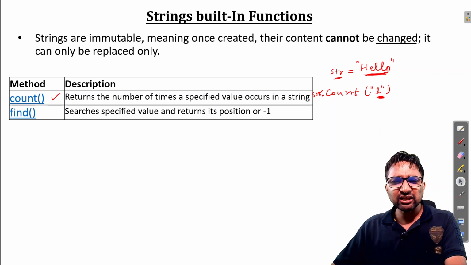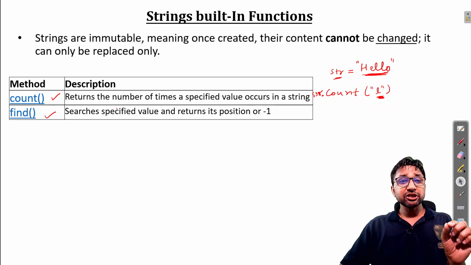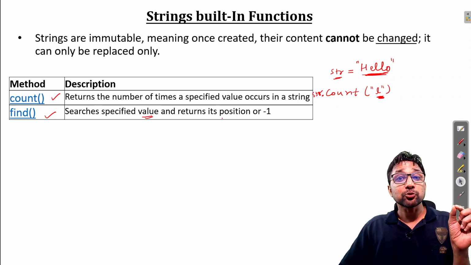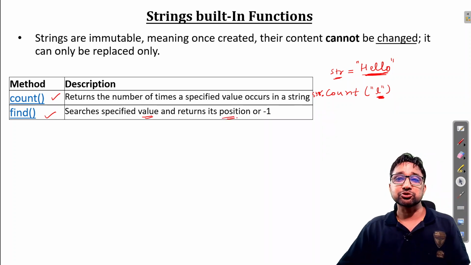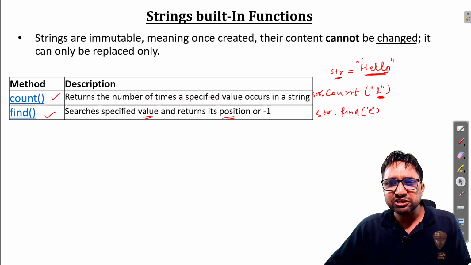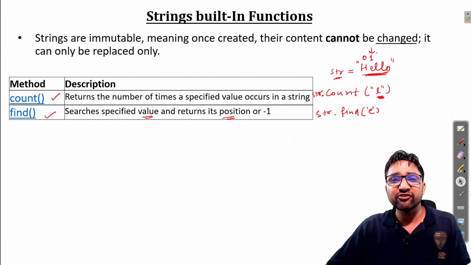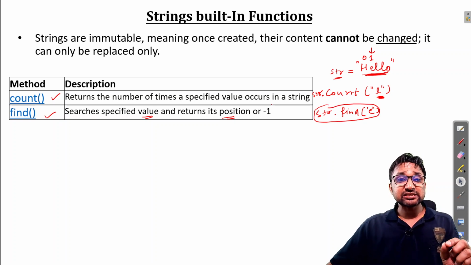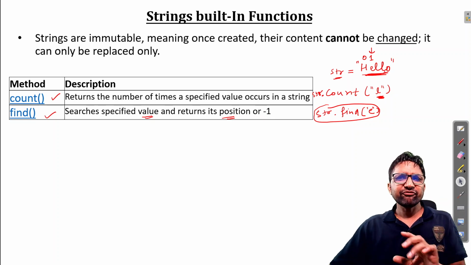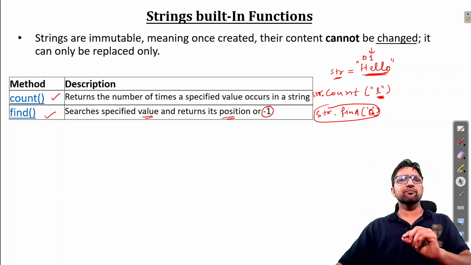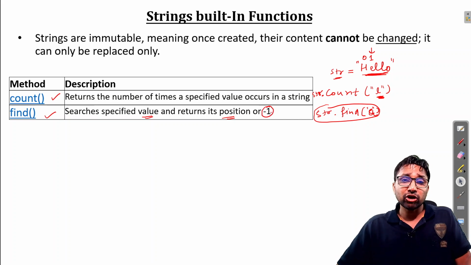Another function is the find function. The find function is used for finding a specific value and returning its position in the string. I can write str.find and find, let's suppose, E. E's location is 0, 1, that is at the first index. So this function will return 1, the index position of that value. If that value is not present, let's suppose I'm searching for A, then the function will return -1, showing that the value does not exist.